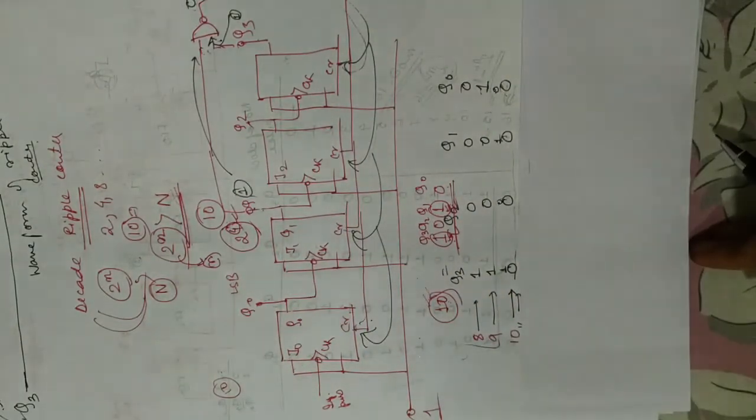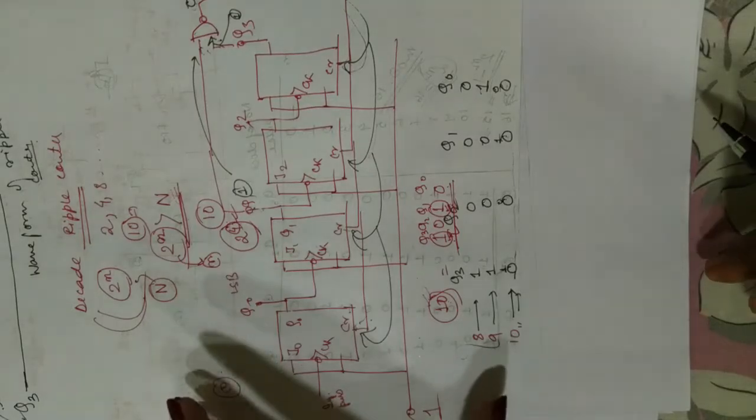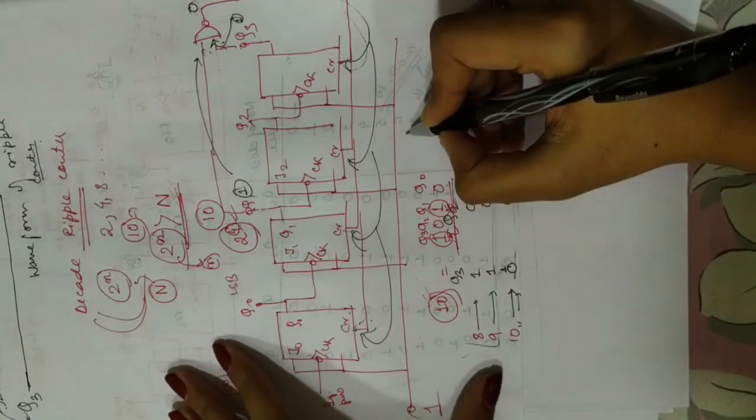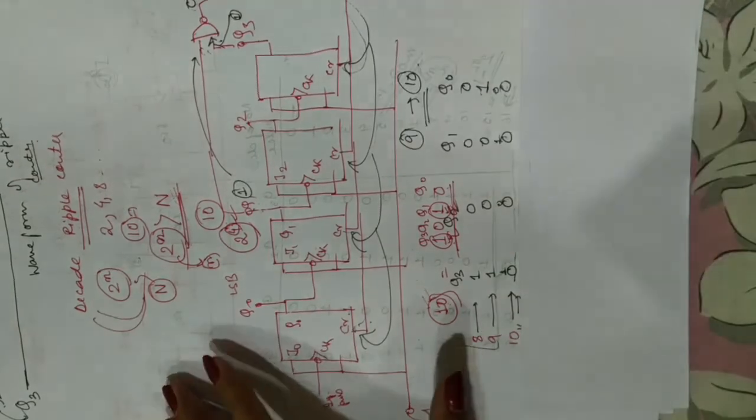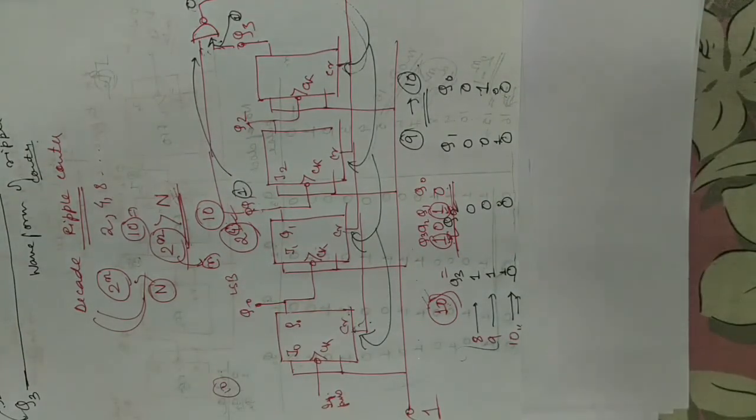So again the counter starts afresh. So the counter can only count 9 pulses, and it can have only 10 distinct stages, right? That is why it is called a decade ripple counter, because it is a mod 10 counter, right?